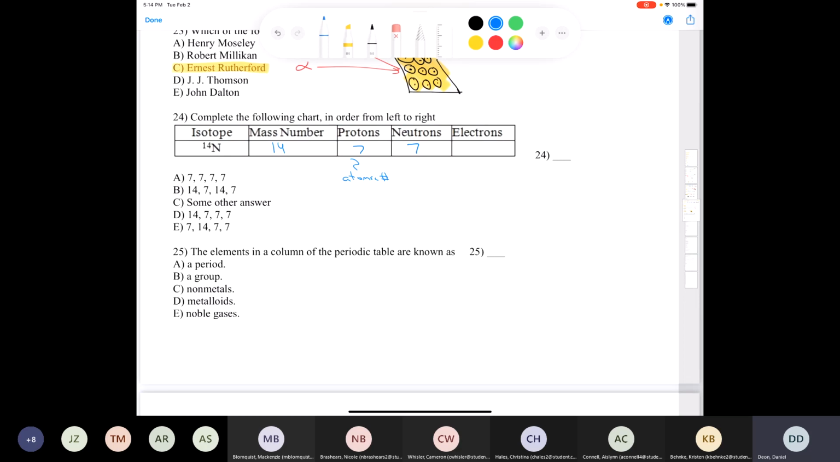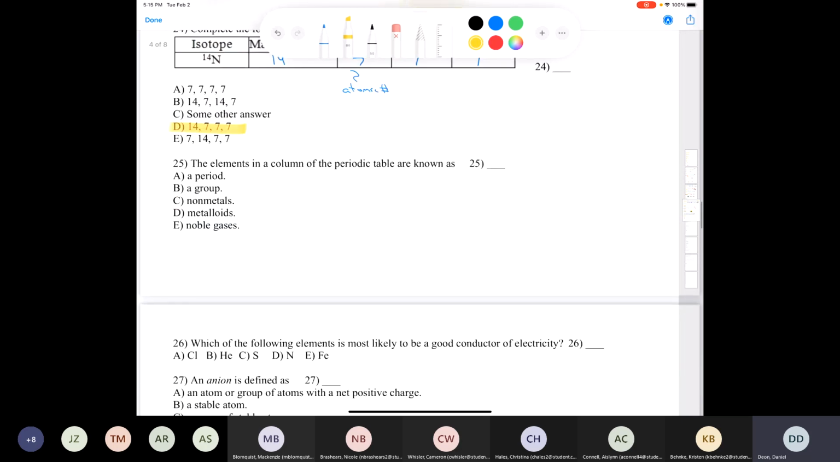And finally, for the number of electrons, well, this nitrogen has no charge. It's not a cation. It's not an anion. And so the number of electrons has to perfectly balance with the number of protons. And so that would be 7. So we have 14, 7, 7, 7, respectively. And there's our answer. Number 25.